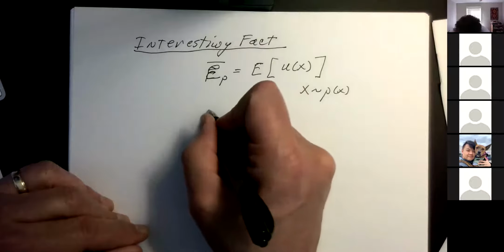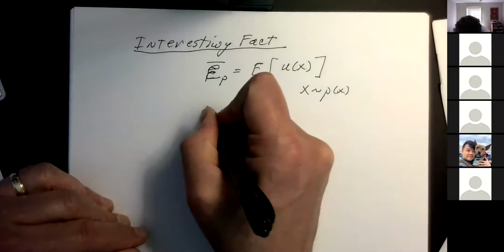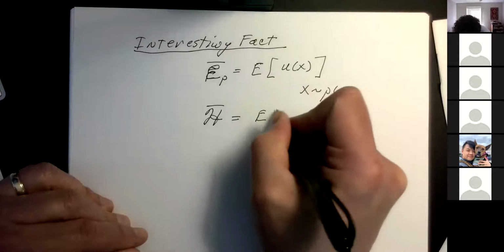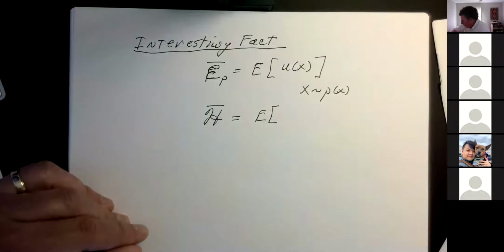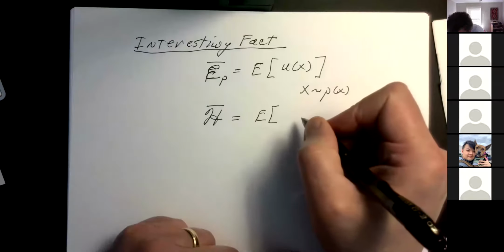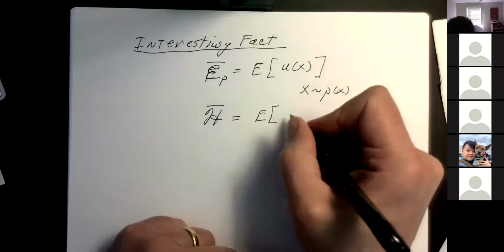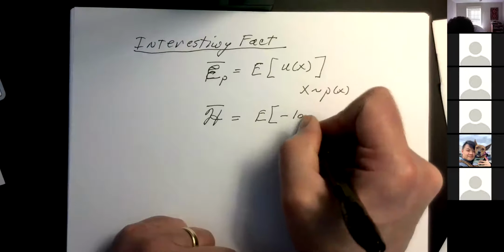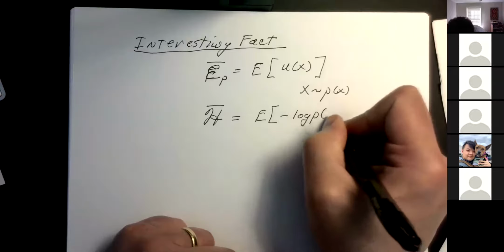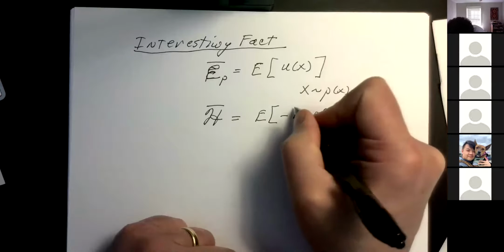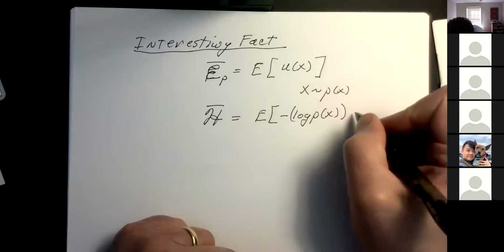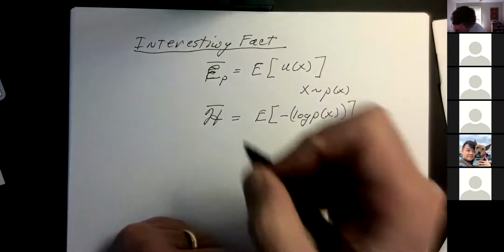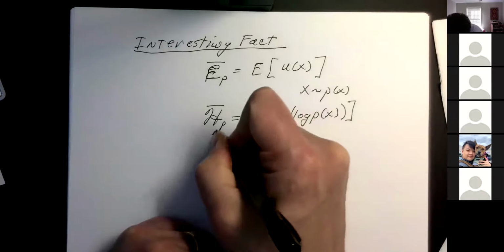And then we take H bar, which is equal to the expected value of minus the log of p of x, okay? So this is the entropy.